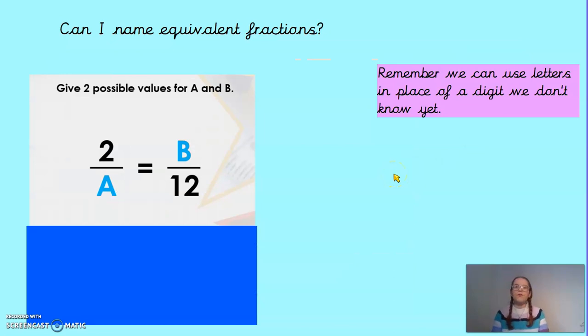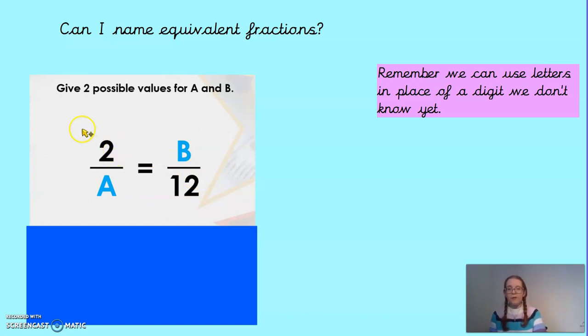Okay, now give 2 possible values for A and B. Remember, we can use letters in place of a digit we don't know yet. So if you see a letter here, don't freak out. It's okay. It's just in there in place of a question mark. Okay, so this is an investigation one. What possible numbers could there be?